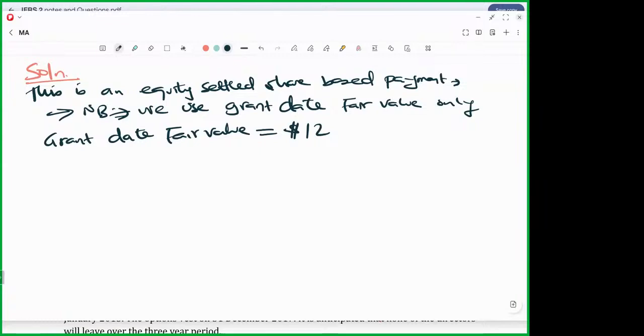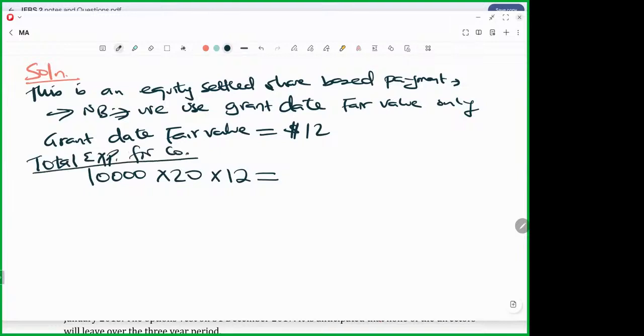So, if this is the case, ladies and gentlemen, remember each director was being given 10,000 shares. And there are 20 of them. And we are told in this case that the fair value as at the grant date is 12. So this is what I will do to be able to get what we call the total expense for the company.